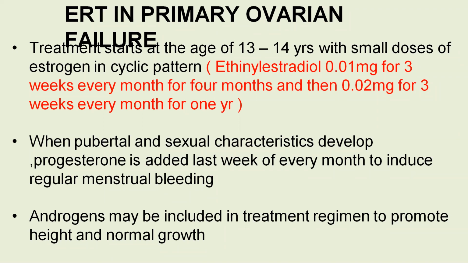Once you start giving estrogen and that results in the development of pubertal and sexual characteristics, then progesterone is added in the last week of every month to induce regular menstrual bleeding. In other words, you're inducing a hormone pattern which you can see in an individual with normal ovarian development. Since there is ovarian failure, you replace the hormones in such a way that they resemble the normal pattern. You can as well add androgens in the treatment regimen to promote height and normal growth.